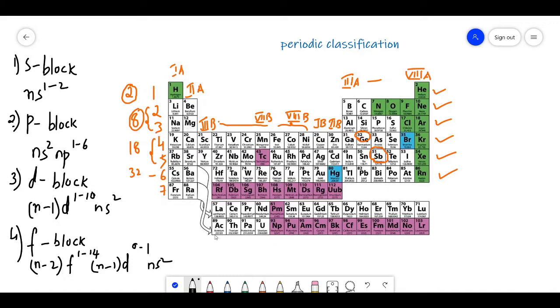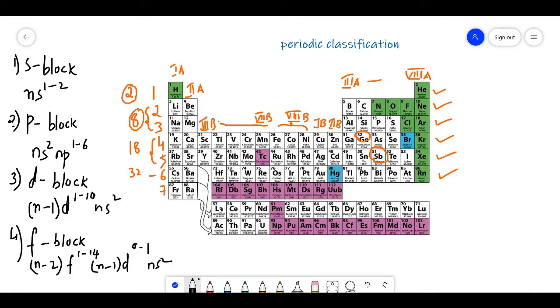These are the lanthanides and actinides. And remember, lanthanum is not an F block element; it is a D block element. Sometimes you will be asked which block lanthanum belongs to: S block, P block, D, or F. Lanthanides are different, and lanthanum is different. Lanthanum is a D block element. It comes below scandium and yttrium, and then lanthanum and actinium. So 57 and 89 are D block elements only.